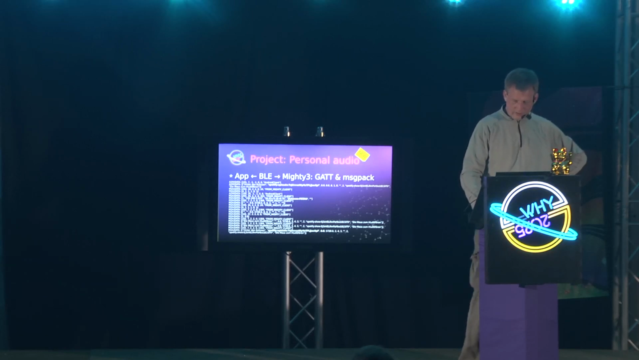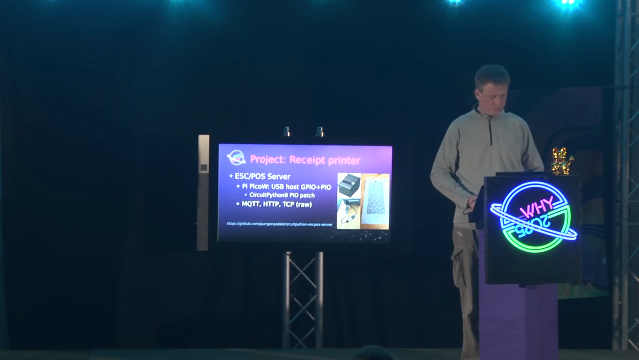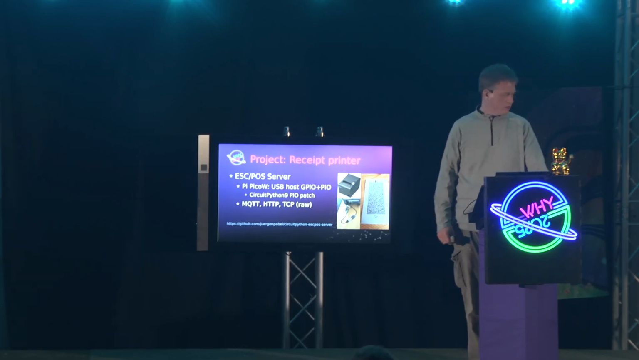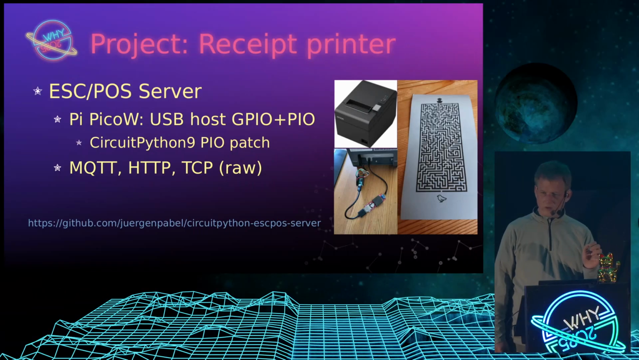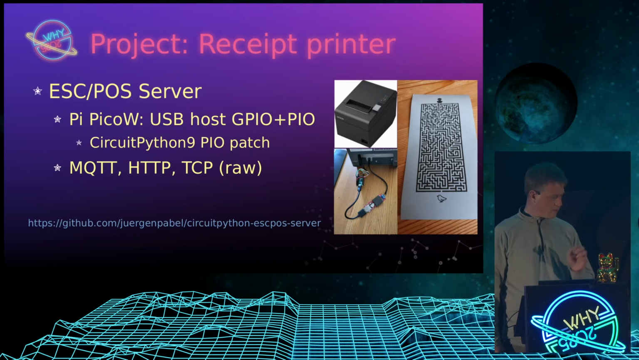So you just saw it. The next one is a receipt printer, just like you see in the stores. I hooked up a Pi Pico wireless to it, and this is an Epson TM23 or something like that. It has a USB port, so the Pico running CircuitPython talks to the receipt printer using its serial port, and the Pi Pico is the USB host in this scenario.